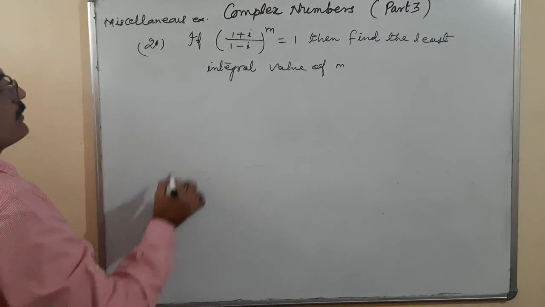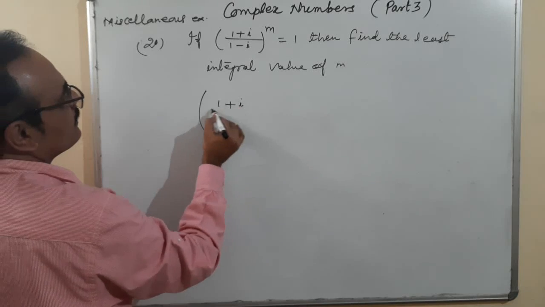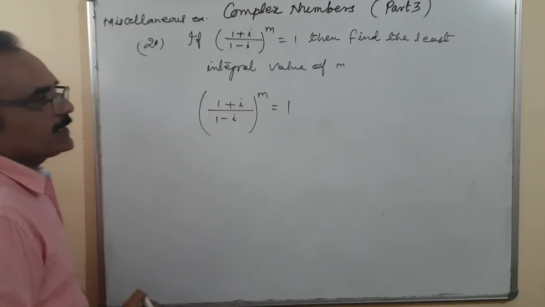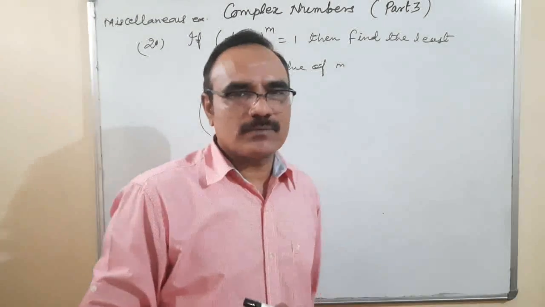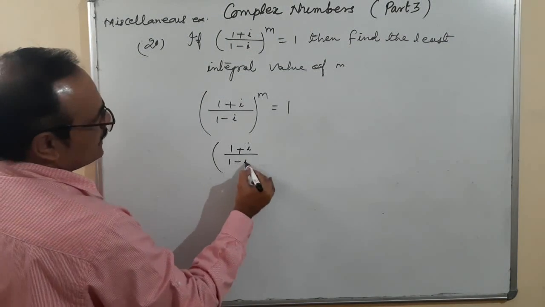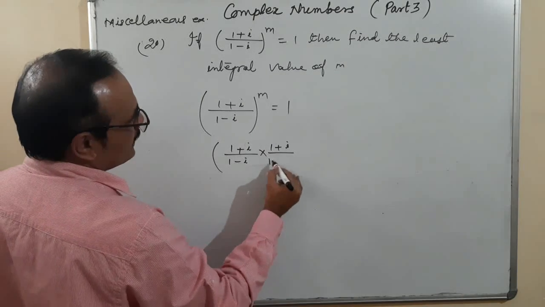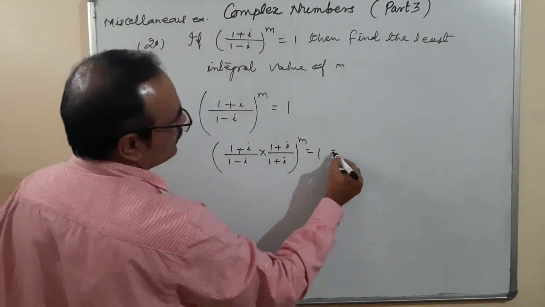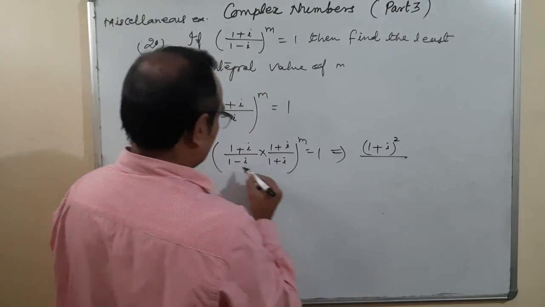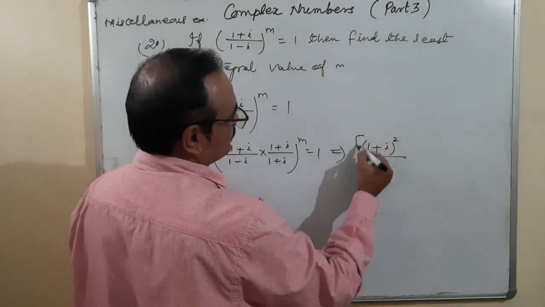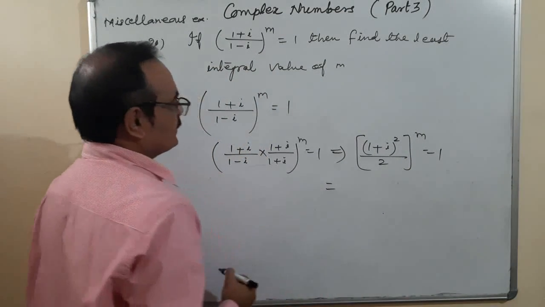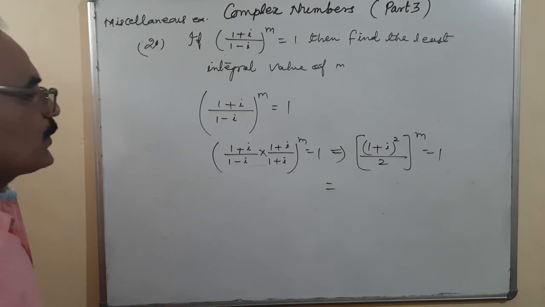Okay, 1 plus i upon 1 minus i. I think the biggest problem in this question is this 1 minus i. So we want to remove this 1 minus i complex number from the denominator, and generally we do it. (1 plus i upon 1 minus i), divided and multiplied by 1 plus i, to the power m is equal to 1. This means (1 plus i) whole square upon a square minus b square, which is 2, is equal to 1. Is that okay? Clear? (1 plus i) whole square upon 2.